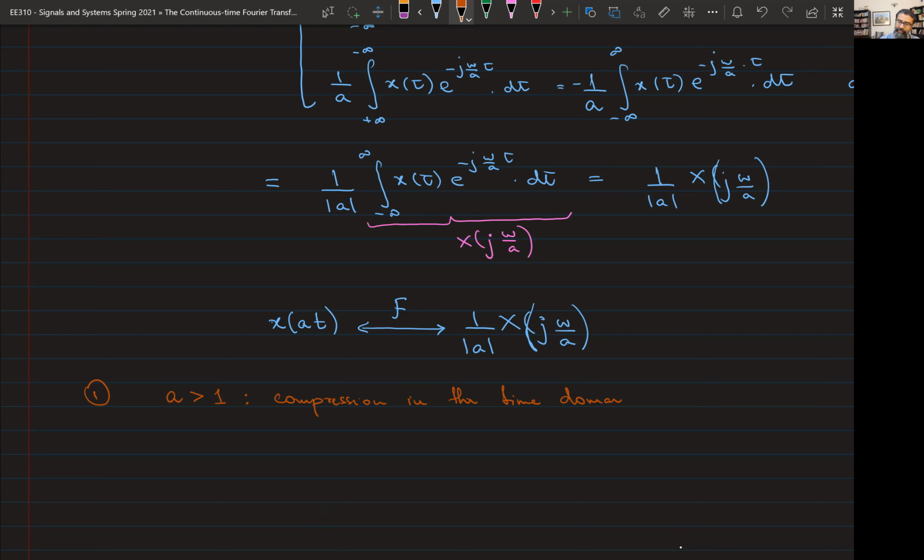And some part of it we've actually seen in some of the earlier examples, when we talked about square pulses. And what happens in the frequency domain? There's expansion in the frequency domain. Excellent. Let's make this expansion a little clear, because if a is greater than one, then 1 upon a is going to be less than one, between zero and one. So the scaling in the frequency domain is by a factor less than one, and that means expansion.